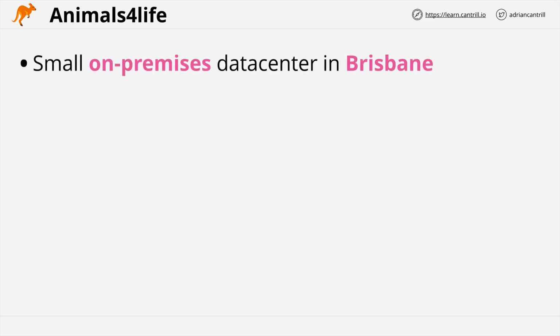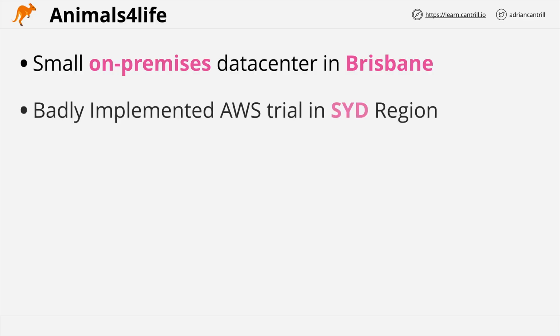Now, the business's current technical infrastructure is a mess. They have a small on-premises data centre in Brisbane, as well as a number of colo facilities where they rent a total of 5 racks of space. The data centre is old, and the company who manages them is encouraging customers to migrate out as soon as possible. Now, Animals for Life have previously had a vendor helping the business run an AWS pilot in the Sydney AWS region.